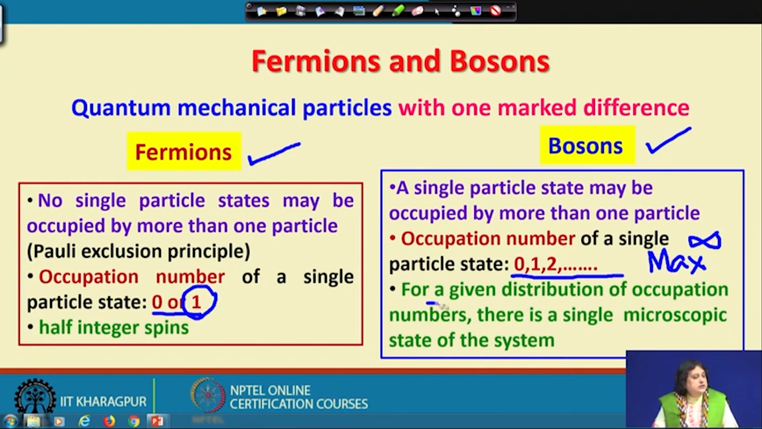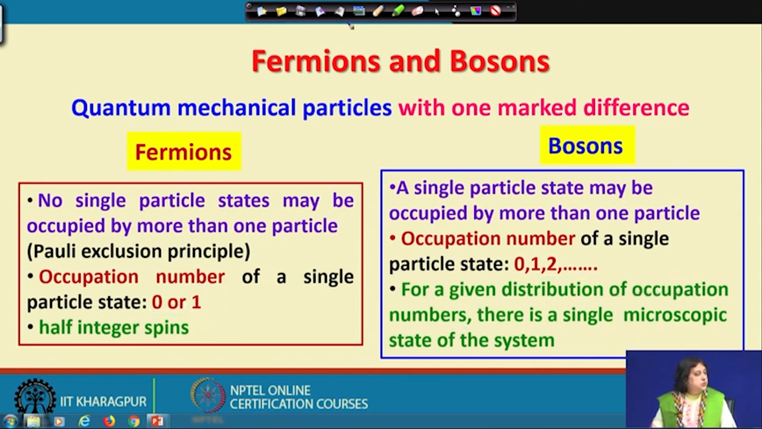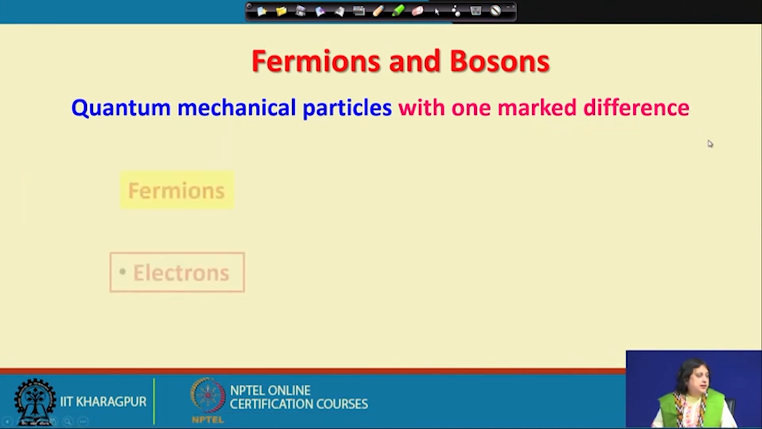I will come back to this distribution of occupation numbers, this concept, later on, and how to characterize the microscopic state of the system with it. But for the time being, it will suffice to know that fermions are characterized by two things: single particle states as well as the occupation number and the limited choice for occupation numbers. And the bosons are characterized by single particle states where the occupation number can be anything starting from 0 to infinity.